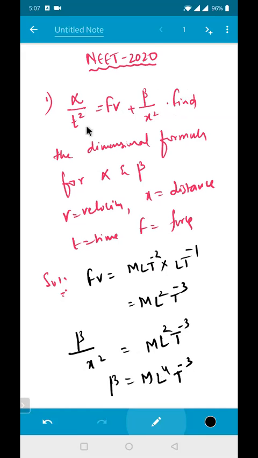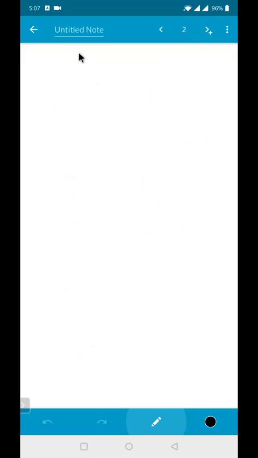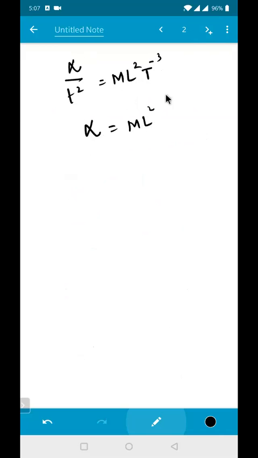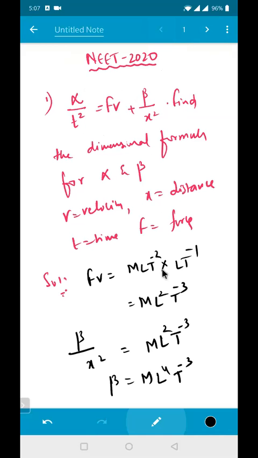That means alpha by t square, whatever the dimensions we are having, must be equal to M into L square T power minus 3, isn't it? So alpha is equal to M L square, and t square goes up here, so this becomes T power minus 1. So that will be the dimensions of alpha as well as of beta. I hope you have done this type of question many times, but I have given this question to make you do it in a faster way. I hope everyone got this question.